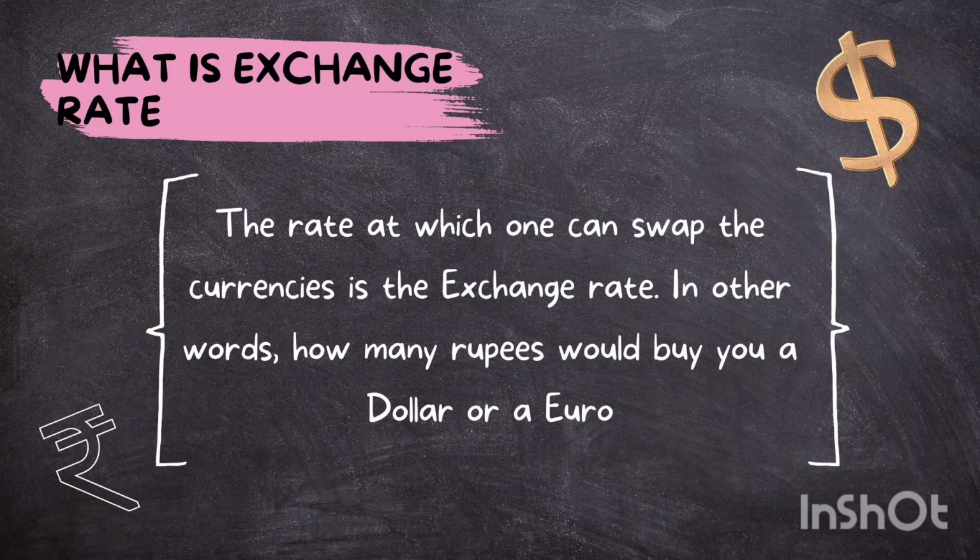So the exchange rate is the rate at which one can swap currency. In other words, how many rupees would buy you a dollar or a euro. So in such a market, also referred to as the currency market, each currency is like a commodity itself. The value of each currency relative to another currency is called the exchange rate.